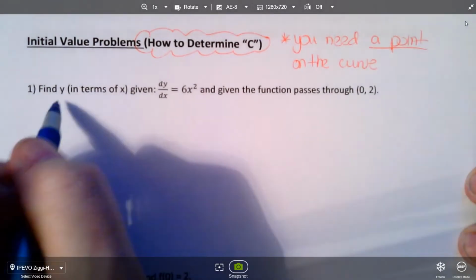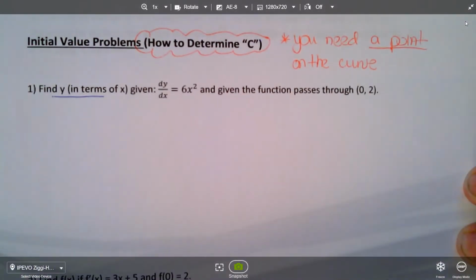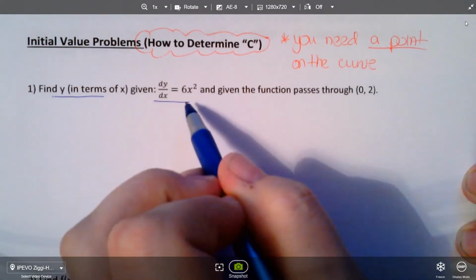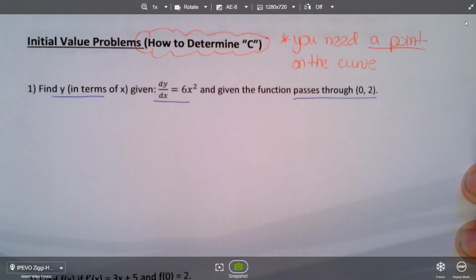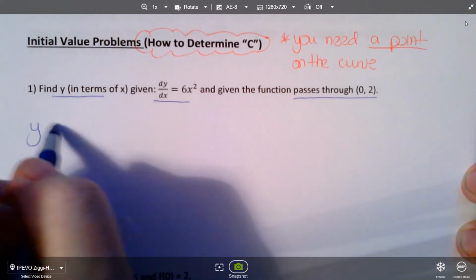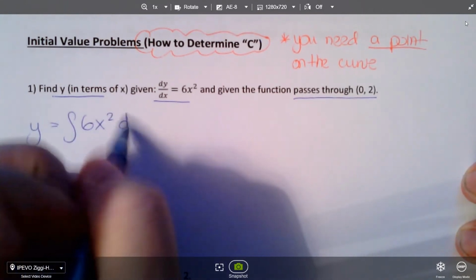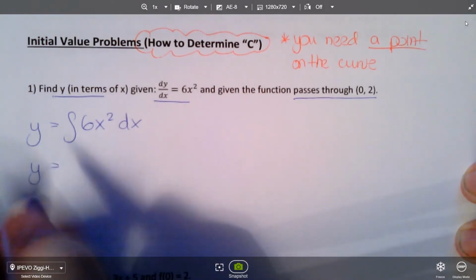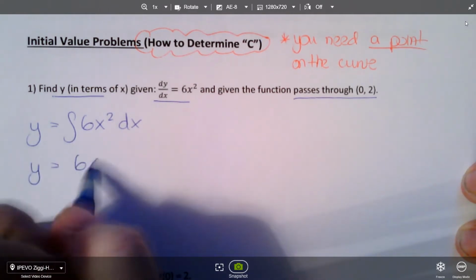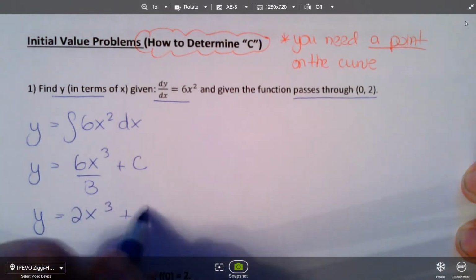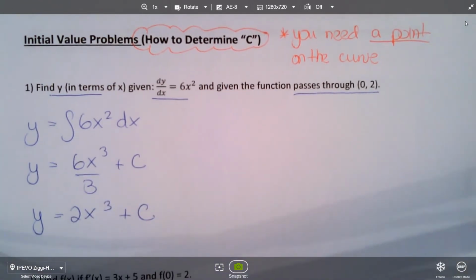All right. So I'm going to find y in terms of x. So I'm going to find the function of y. I know the derivative, which means I know the slope of the function everywhere. And I'm going to find the function with this slope, knowing that it passes through this point. So y is going to equal the integral of 6x squared dx. If this is the slope, I'm going to integrate it. So y is going to equal 2x cubed plus C.